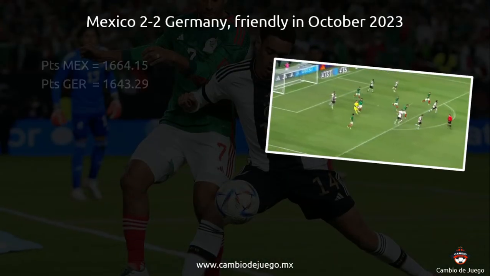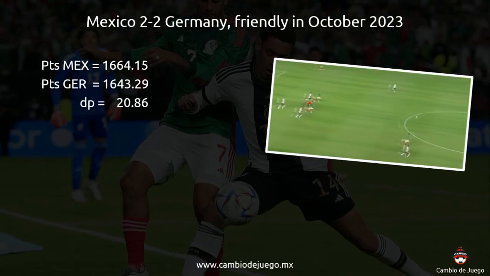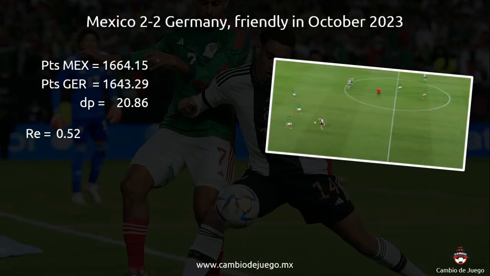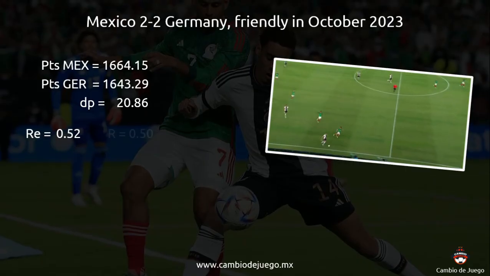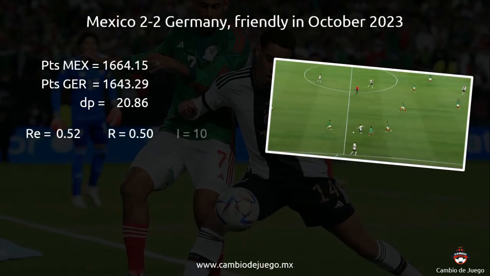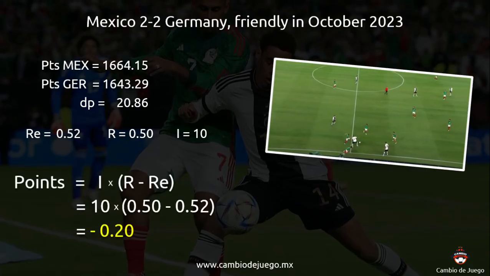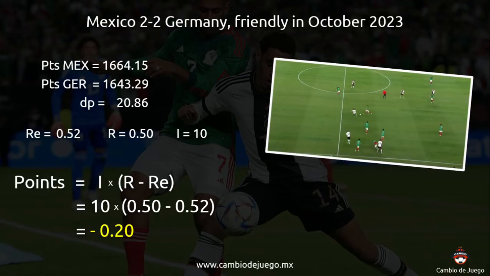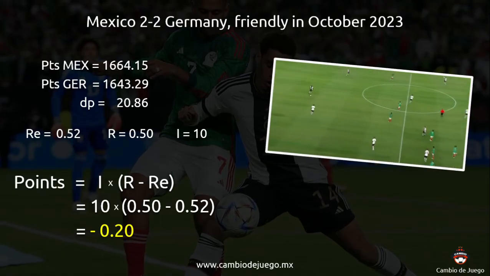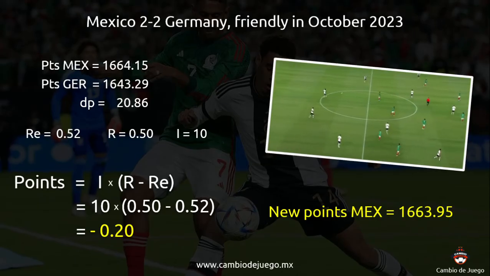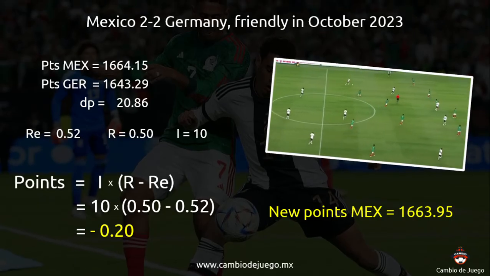The difference in points between them was only 21, which gave Mexico an expected result of 0.52. The game ended in a draw, so in the result we put 0.5 and the importance was 10, as it was also played inside a window. Doing the number crunching, we have that Mexico lost 0.2 points. We subtract that and end up with these new points. As we have seen, because this is a zero-sum system, Germany gained those 2 tenths.